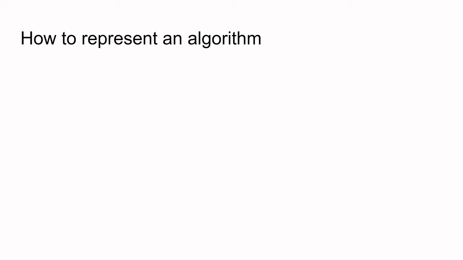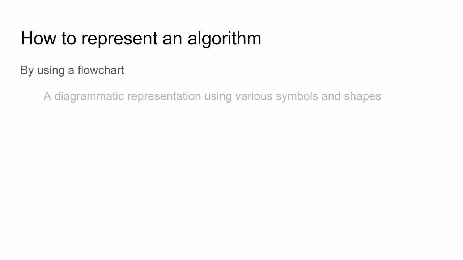Generally, algorithms are represented in two ways. The first is by using a flowchart, which is a diagrammatic representation using various symbols and shapes. And we usually use flowcharts to depict algorithms of trivial nature, which are smaller and which work for smaller problems. For larger problems, we move to the second method to represent an algorithm, which is by using a pseudocode.